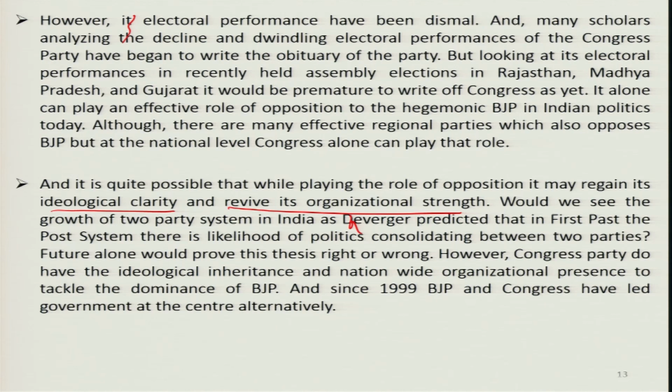However, if we look at the national government, we have seen during the discussion on party system how there is bipolarization or consolidation of parties at the state level. Since 99, there is some kind of consolidation into two groups, NDA and the UPA, led by BJP and the Congress, which have been in power since 99, and power alternates between the two. So, can we see the growth of this bipolar politics, which future alone would prove right or wrong.